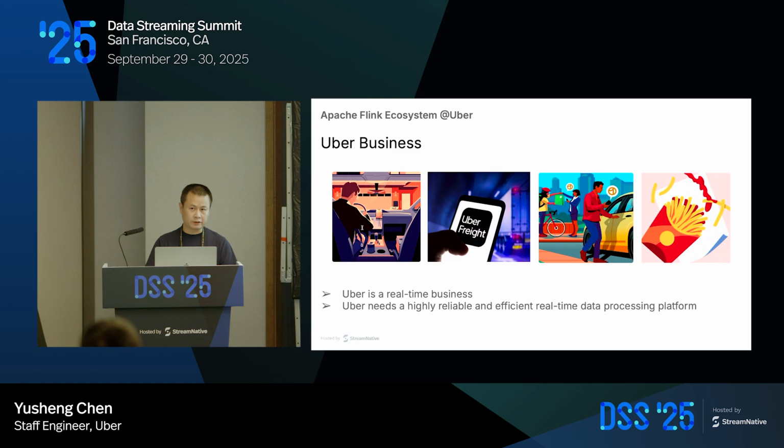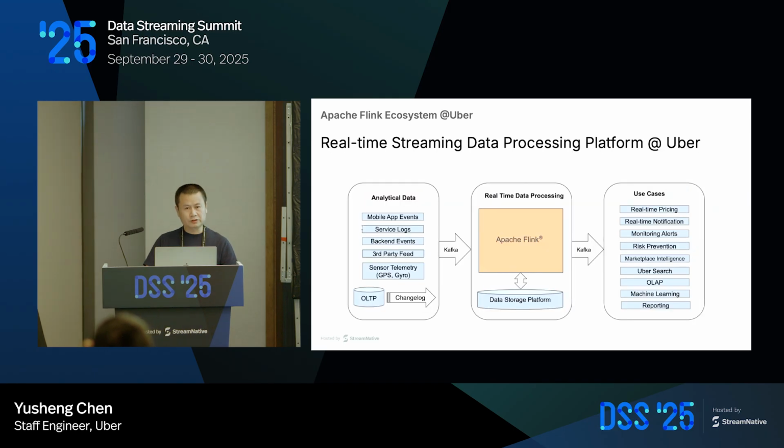So you can imagine that as a rider, you want to get the driver's location and the notifications for them. As a driver, you also want to know all the real-time data for the rider too. To serve that, around Apache Flink, we build a platform for real-time data processing. We handle different events and different use cases.